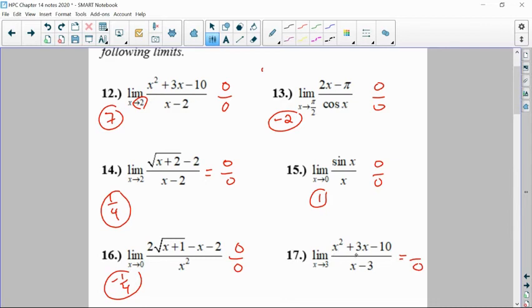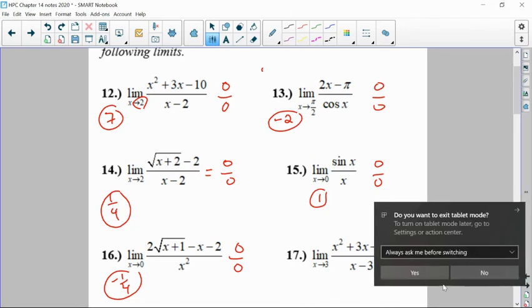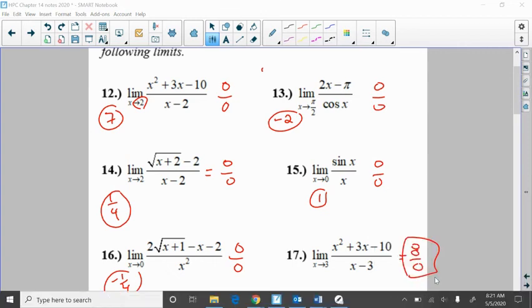but 3 squared is 9, plus 9 is 18, minus 10 is 8. I get 8 over 0. This is not 0 over 0. This is not a hole. This is indicative of a vertical asymptote. And so I just wanted to kind of show you that. Why is our calculator able to do this? Because the first 5 examples had a hole. The last example was an asymptote.